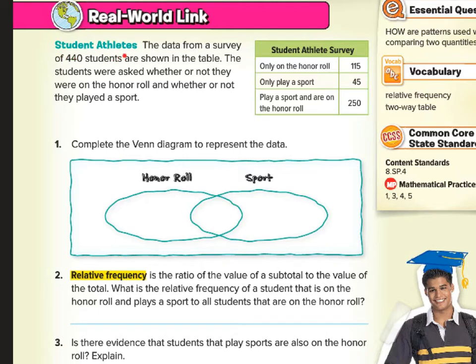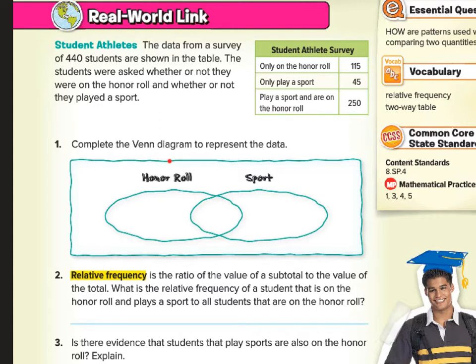Let's talk about student athletes. The data from a survey of 440 students are shown in the table. The students were asked whether or not they were on the honor roll and whether or not they played a sport. So here we have the survey results, where only on the honor roll we have 115 students, only play a sport 45 students, and the number of students that were on the honor roll and play sports were 250 students. So played a sport and are on the honor roll, 250 students.